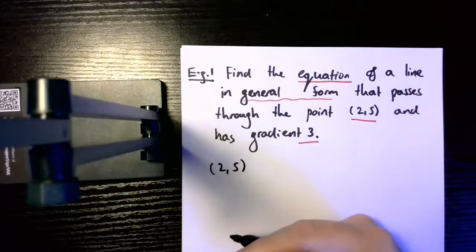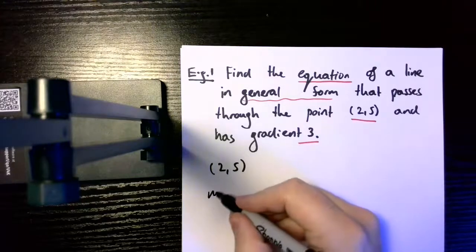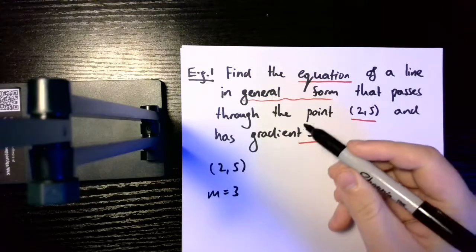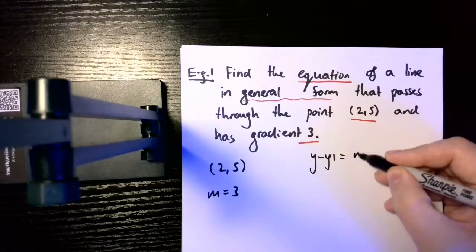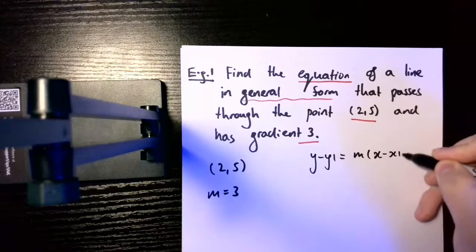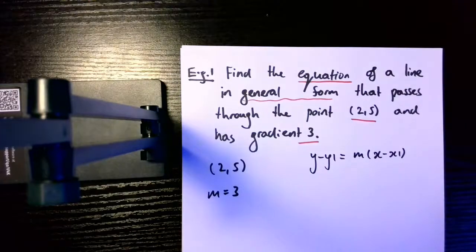Take your point outside here, and I'll show you why I do this. I still do this just to make sure that I'm doing everything correctly. Take your gradient out, I'll write m equals 3. Now I'm going to write down my formula: y minus y1 equals m out the front of x minus x1. Now I'm going to work my way through this formula.